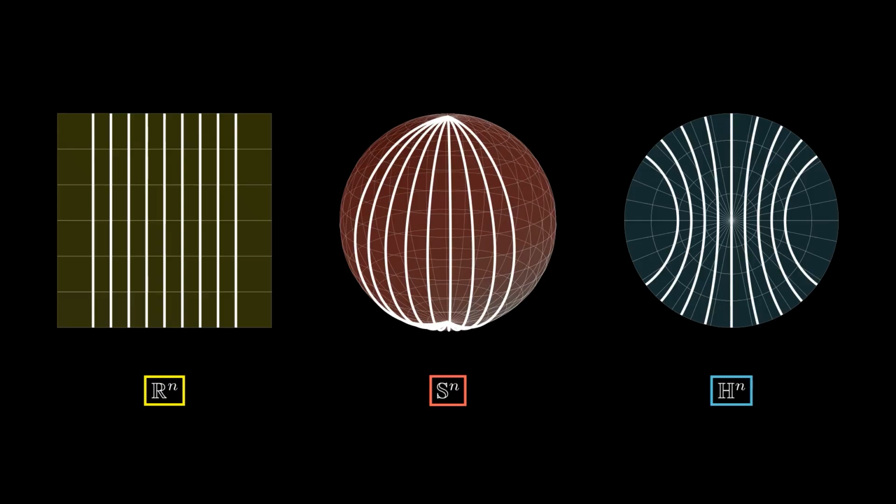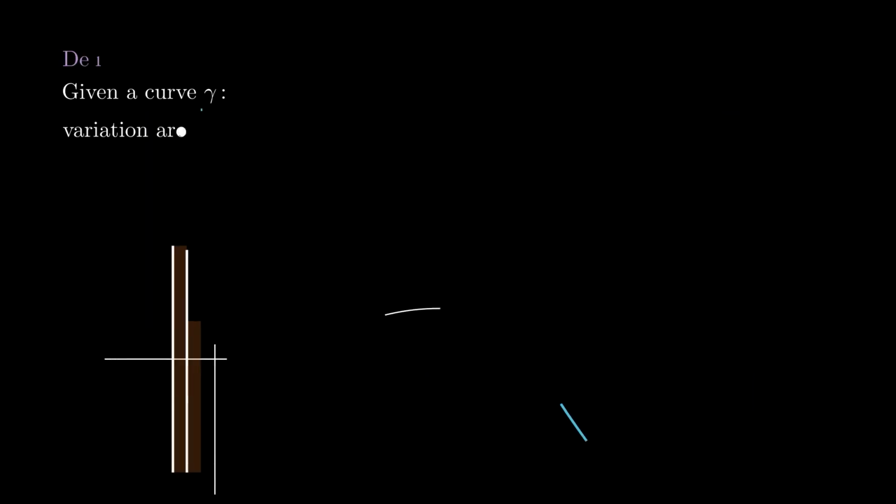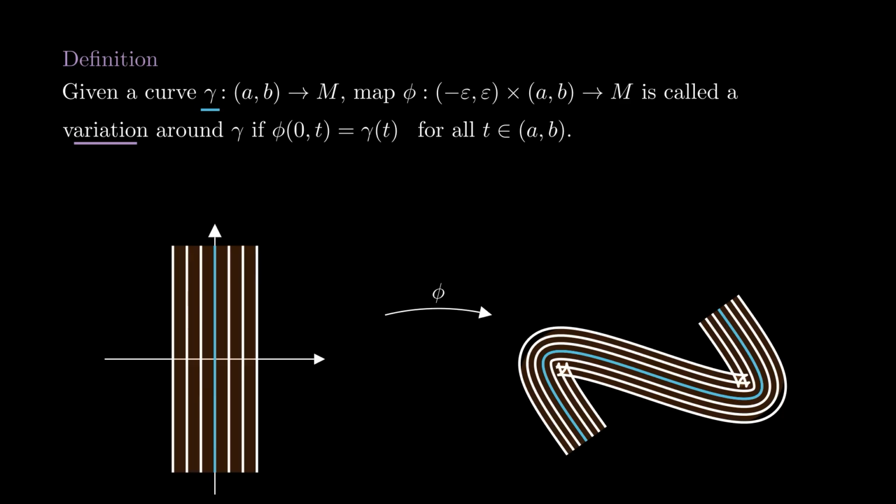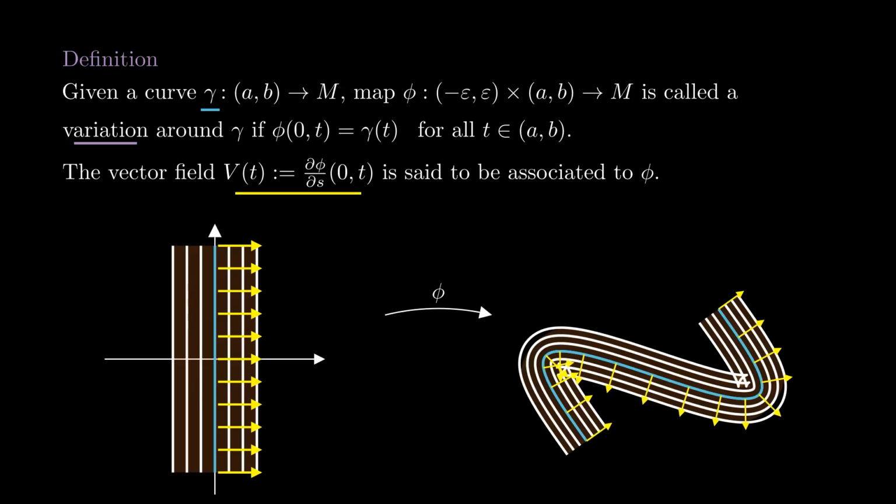We will start today with some definitions. If we have a curve gamma on a manifold, a smooth map phi from the rectangle (-epsilon, epsilon) times [a, b] to M is called a variation around gamma if phi of (0, t) equals gamma of t for all t. The derivative of phi with respect to s at (0, t) is a vector field along gamma, which we call the vector field associated to the variation. This vector field represents how separated these curves are and was used in the lesson about curvature.